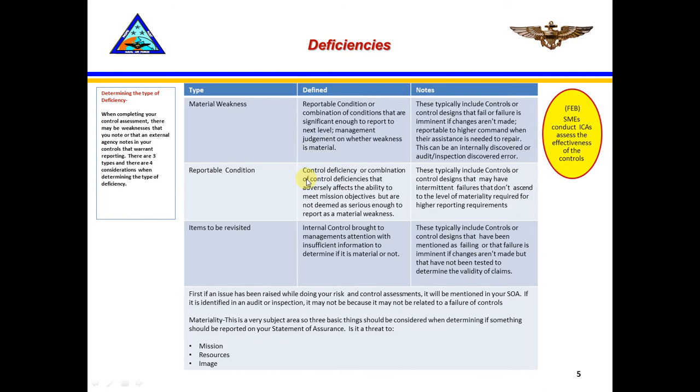And then a reportable condition is just a control deficiency or some combination of deficiencies that might affect the mission, but they're not really serious enough to be material. They might be something that's intermittent, and so if it is in that area, it's a reportable condition versus material. And then the last one is an item to be revisited, something that's brought to the attention of the command and the MIC coordinator, that there is insufficient evidence as to whether or not it's a material weakness yet, but something that you take a look at throughout the year, and you'll revisit that during the next cycle.